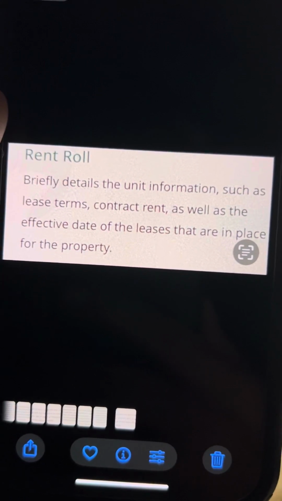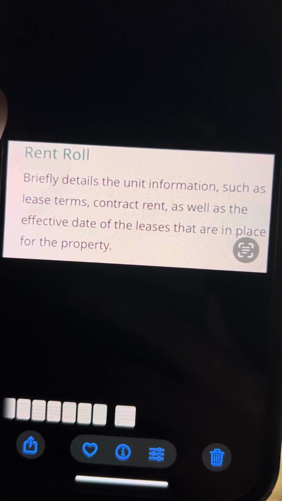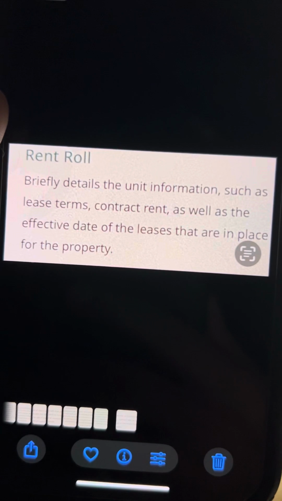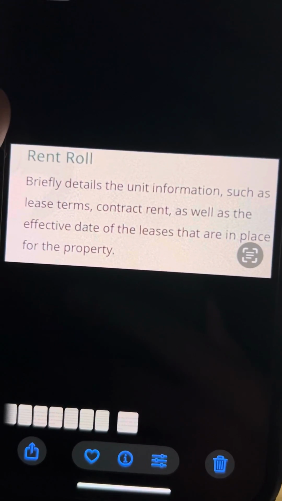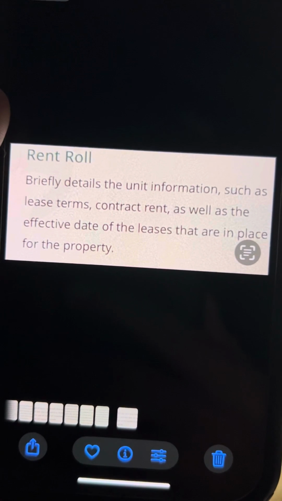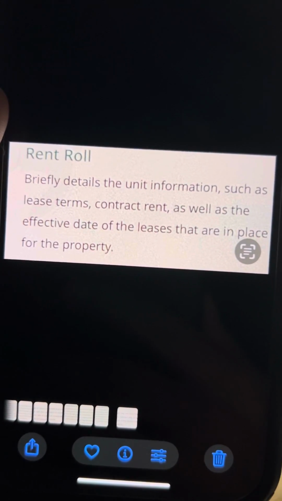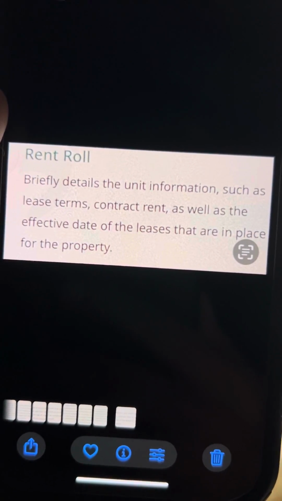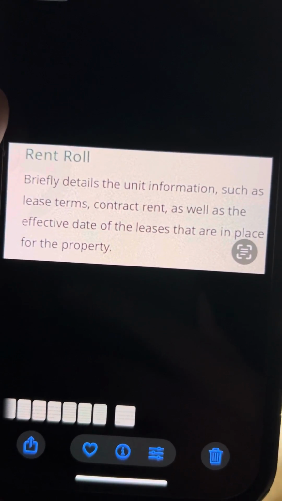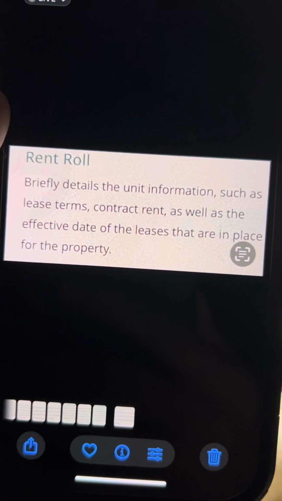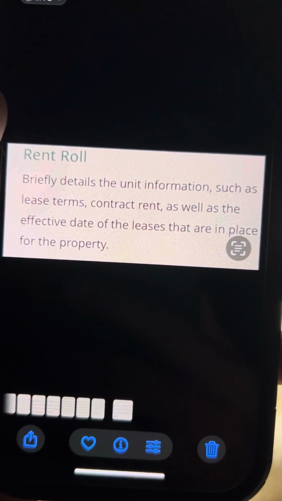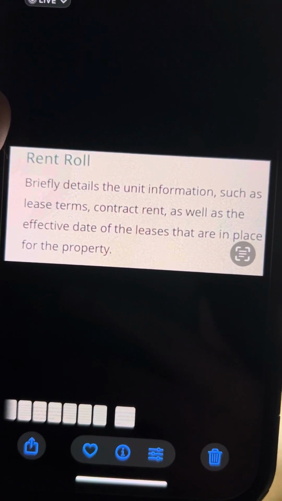Number 16. Briefly details the unit information, such as lease terms, contract rent, as well as the effective date of the leases that are in place for the property. The answer is rent roll.